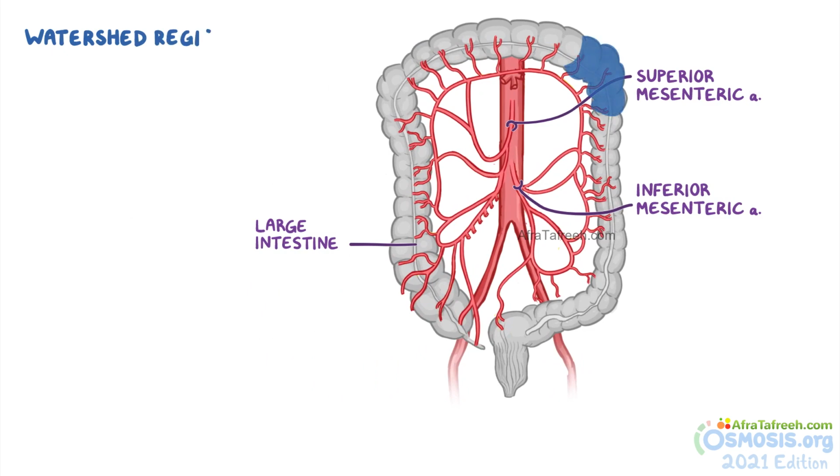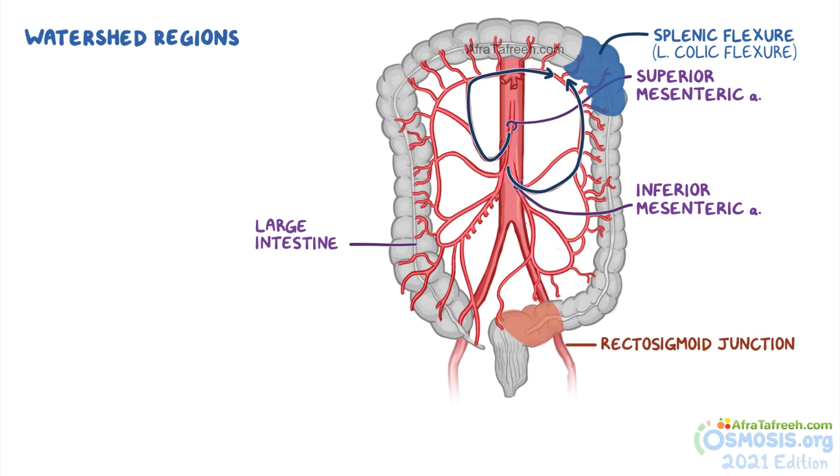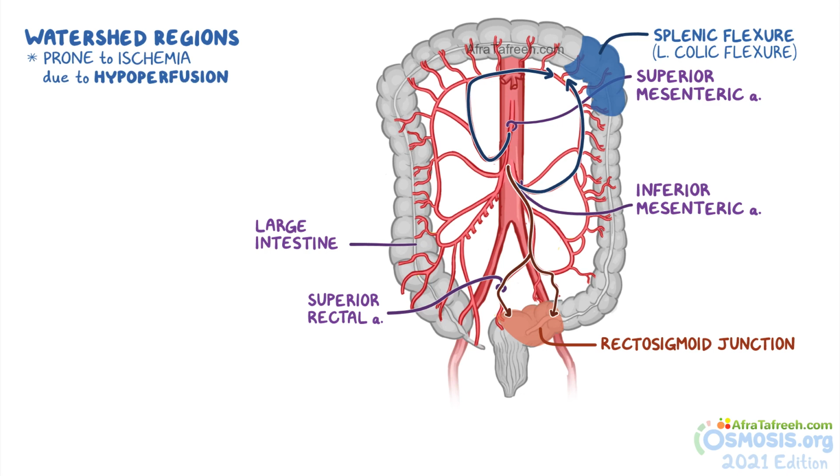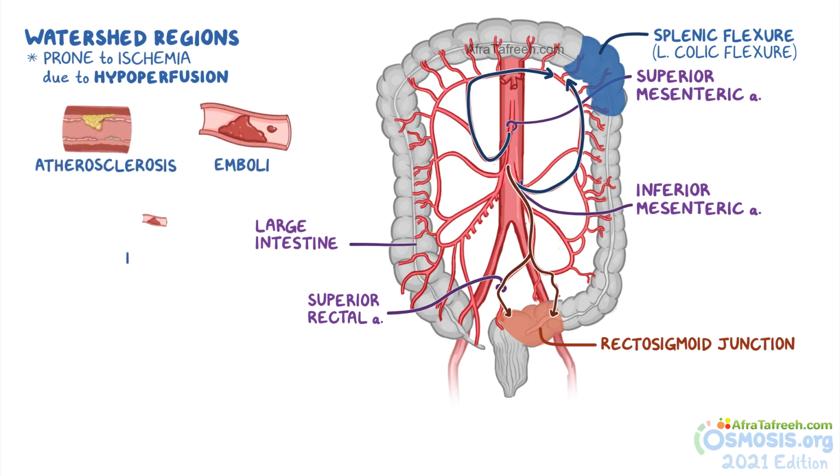One watershed region is the splenic flexure, or left colic flexure, which receives blood from narrow terminal branches of the superior mesenteric artery and the inferior mesenteric artery. Another watershed region is the rectosigmoid junction, which receives blood from narrow terminal branches of the inferior mesenteric artery and the superior rectal artery. Because they are supplied by narrow terminal branches, these 2 areas are more prone to ischemia due to hypoperfusion, which can be the result of blockage due to atherosclerosis, emboli, or thrombi.